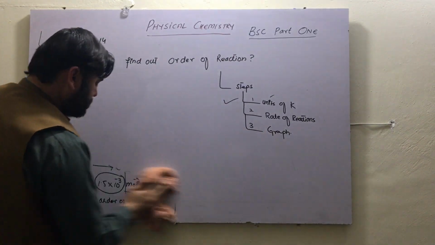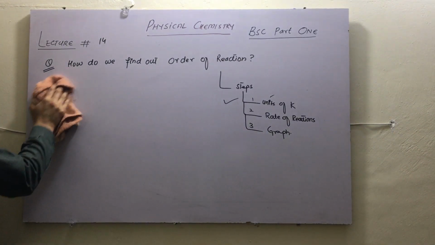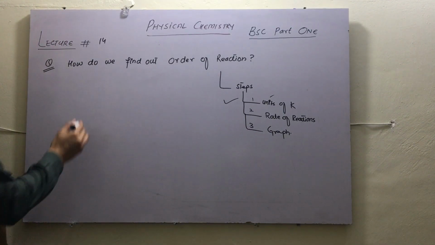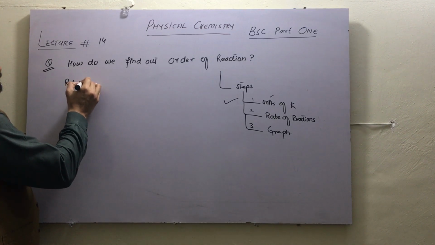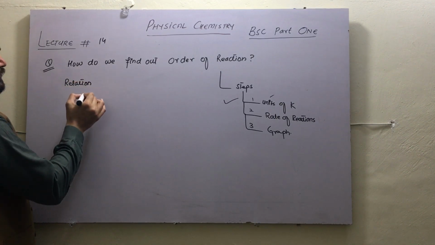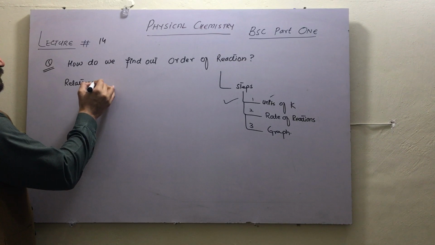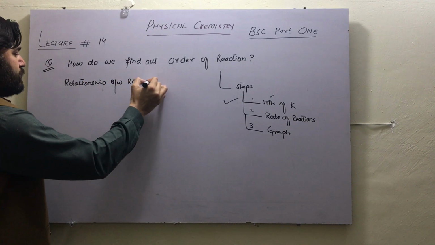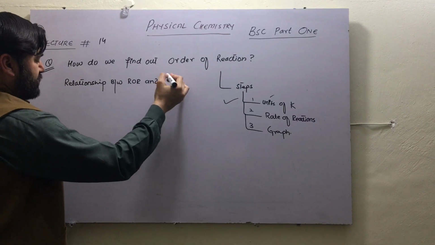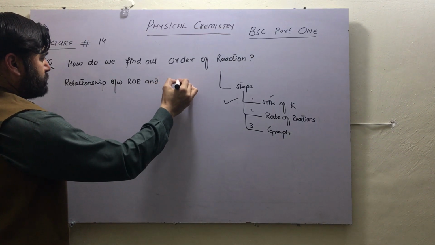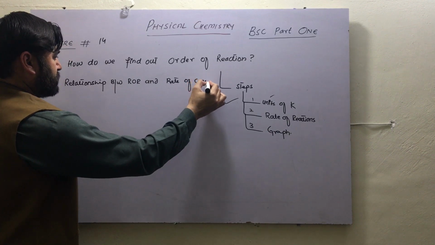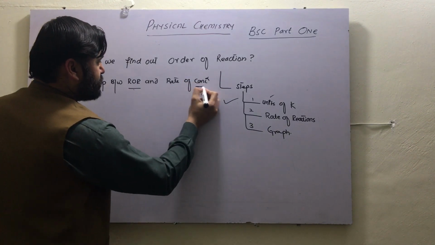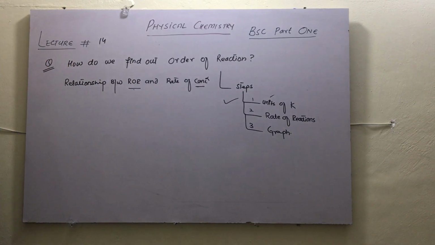The second method is the relationship between rate of reaction and concentration. This is rate of reaction and rate of concentration. In between these relationships you can find out the order.